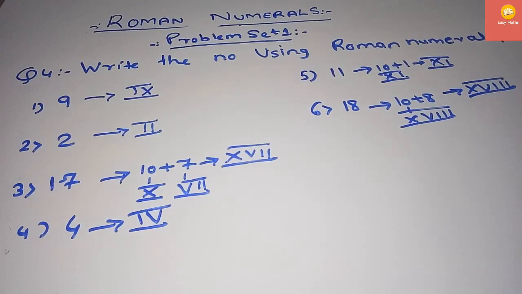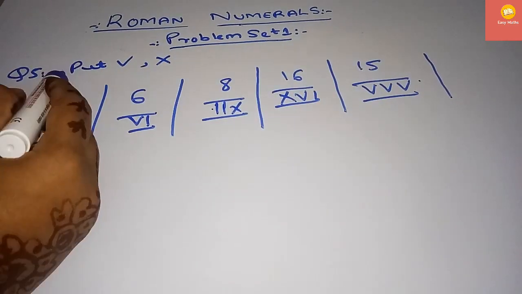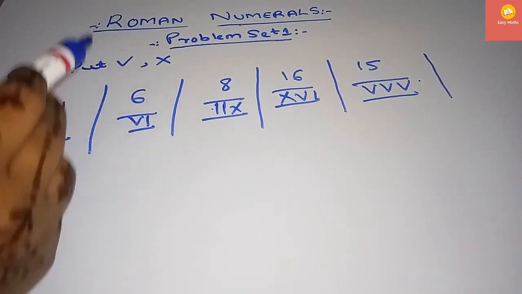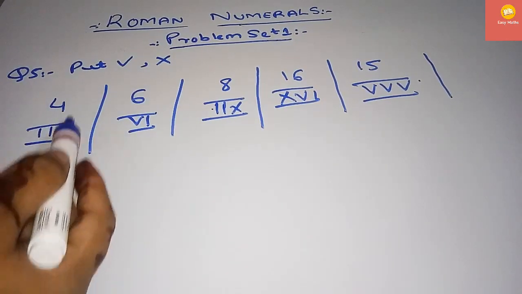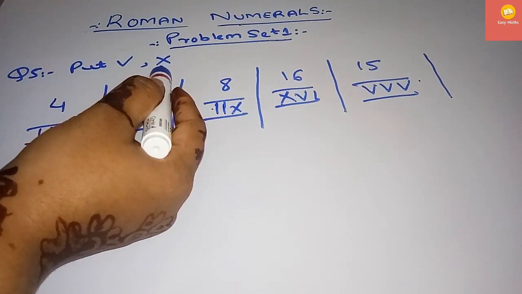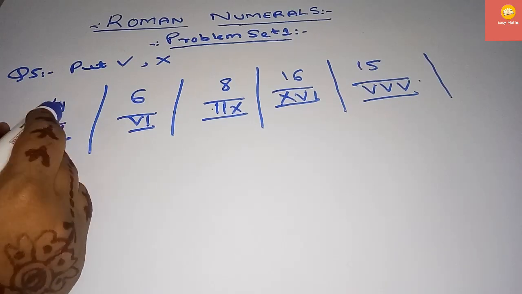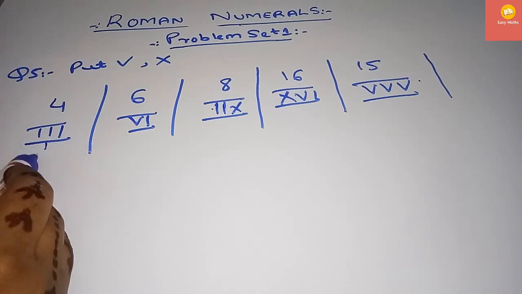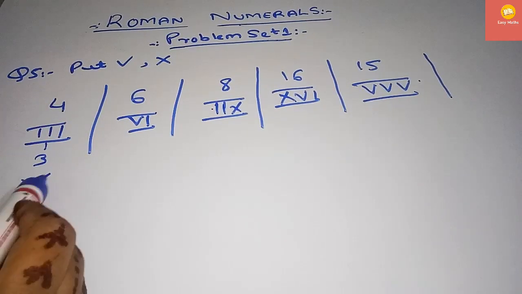Let's move to question number 5. Now question number 5 says put yes or no, means put right or wrong. So we need to compare the international number with the Roman number. If it is yes, put the sign correct. If it is no, put the sign wrong. Okay. So column number first, they have provided 4 and they have given 3I. 3I is nothing but 3. So is it correct? No, this is wrong.